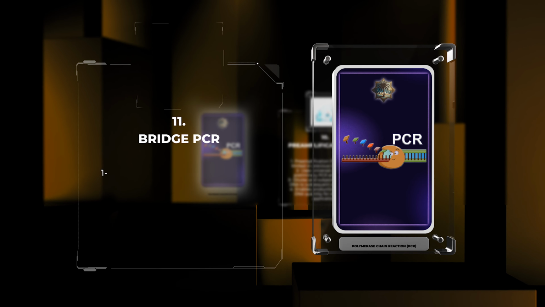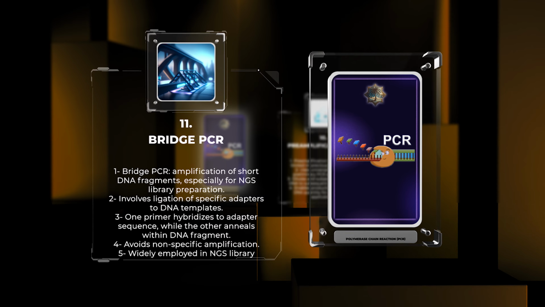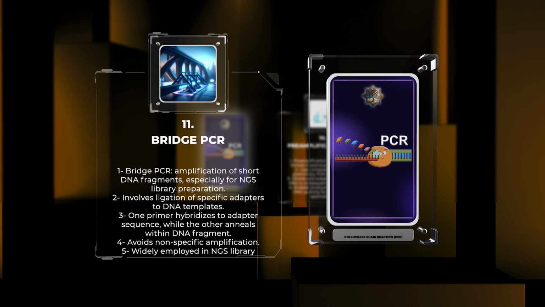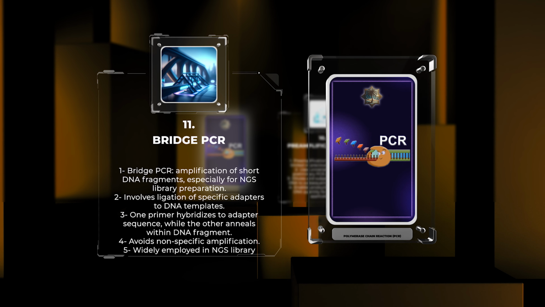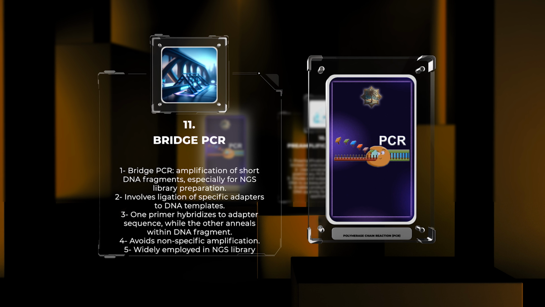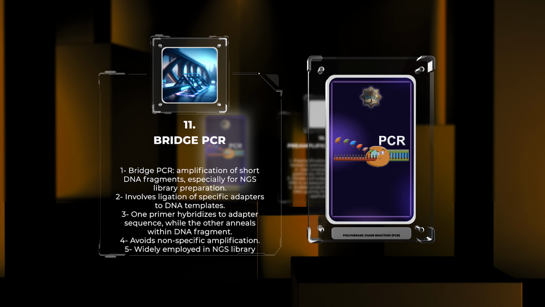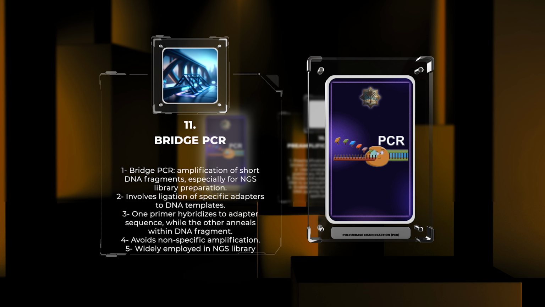Bridge PCR is a variant of PCR mainly used for the amplification of short DNA fragments, including those obtained from next-generation sequencing, NGS, library preparation. This technique involves the ligation of specific adapters to both ends of the DNA templates. During PCR, one primer hybridizes to the adapter sequence, while the other primer anneals within the DNA fragment. This bridge structure enables the efficient amplification of short DNA fragments without introducing nonspecific amplification. Bridge PCR is widely employed in NGS library amplification and molecular diagnostic applications.